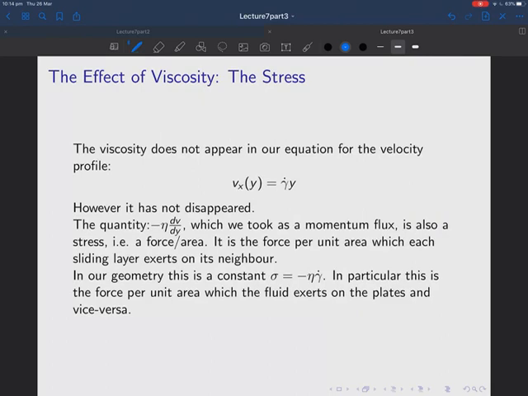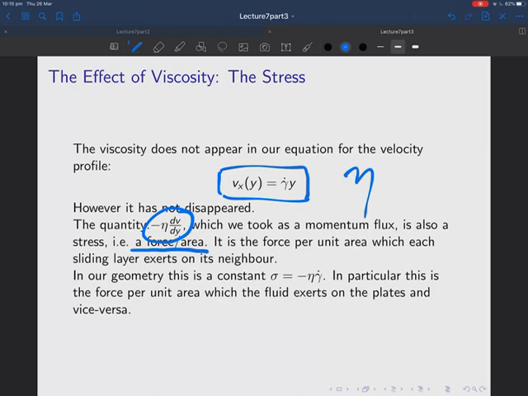Now, the viscosity doesn't appear in our equation. Even though I said we're going to use the viscosity here, the velocity profile just doesn't have an eta. However, that doesn't mean it's completely disappeared. The quantity minus eta dv dy, which we took as a momentum flux, is also the stress. It's a force per unit area. It is the force per unit area which each sliding layer exerts on its neighbour.